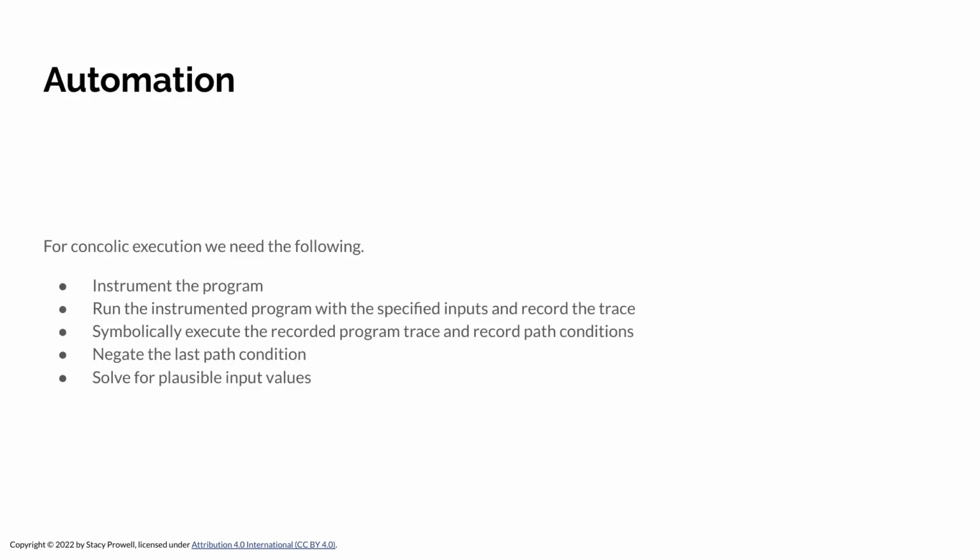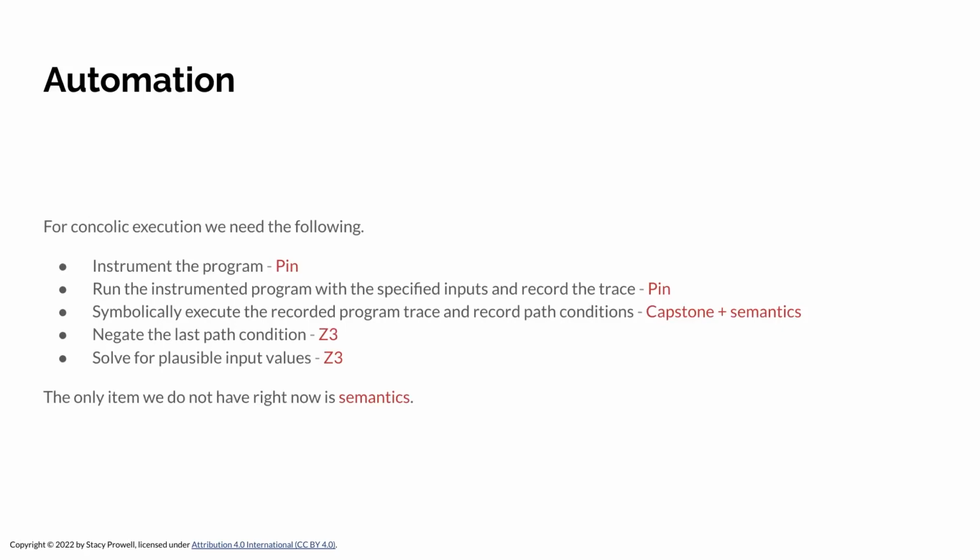So for Concolic execution to work, we need a few things. We need a way to instrument the program. We need to run the instrumented program with the specified inputs and record the trace. We need to symbolically execute the recorded program trace and path conditions. We need to negate the last path condition and solve for input values. And to do all those things, we have tools.